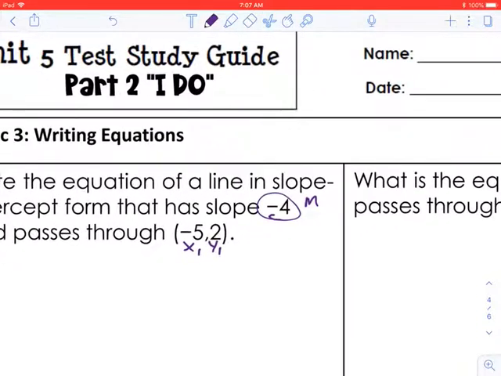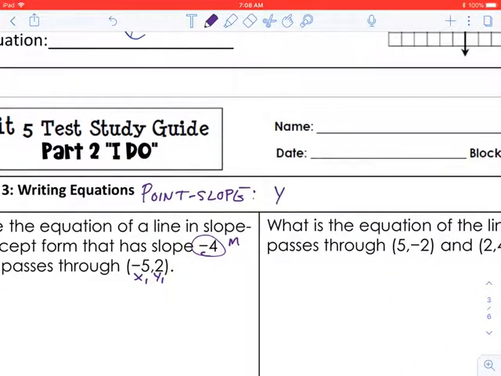So remember, point slope form looks like this, where we have y minus y1, so the y value of our point, equals m, and then x minus x1 in parentheses. So just like y equals mx plus b, we're going to replace everything except for the y and the x.